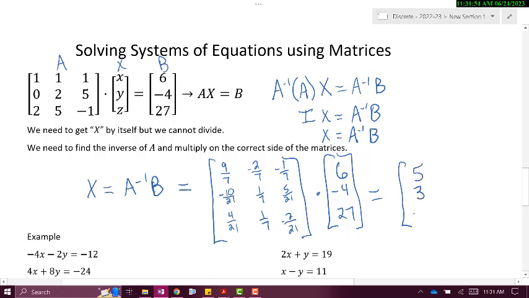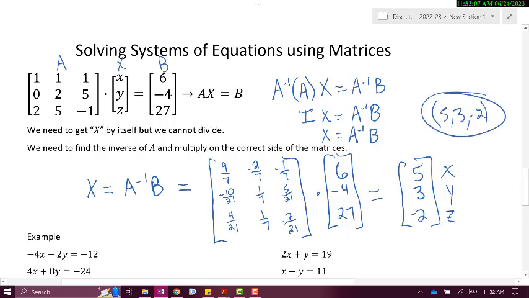We get 5, 3, and negative 2. And that's in the space of x, y, and z. So our ordered triple for this one would be 5, 3, negative 2, or simply x equals 5, y equals 3, and z equals negative 2.